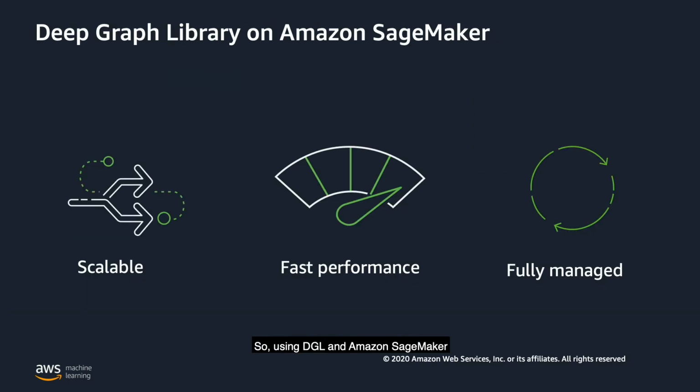So using DGL on Amazon SageMaker makes the solution scalable and allows for efficient model training for graphs that can have thousands of nodes as well as graphs that have millions of nodes and maybe even billions of edges. Compared to other graph learning frameworks, DGL is also built to have fast performance even as the scale of the graph changes by various orders of magnitude.